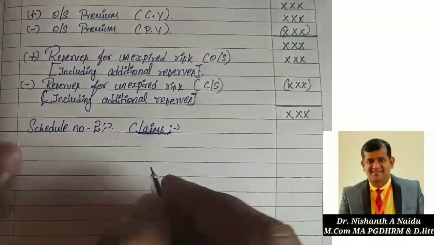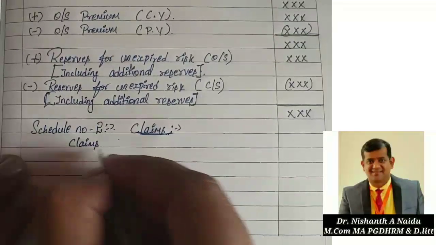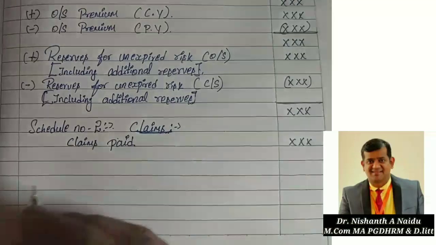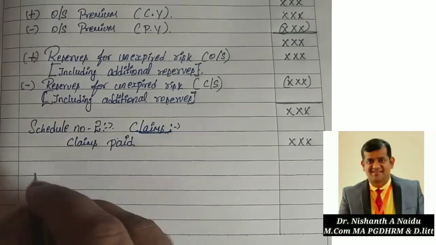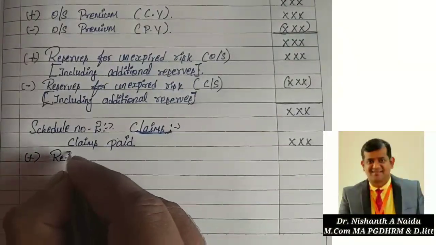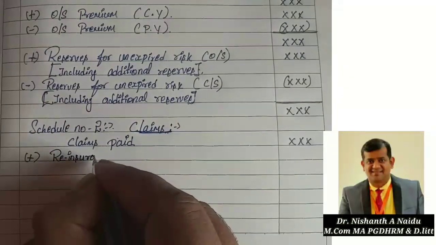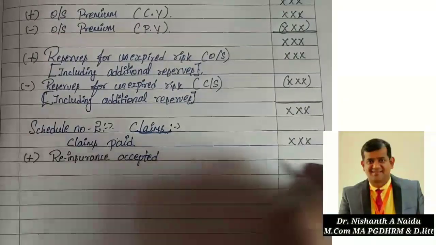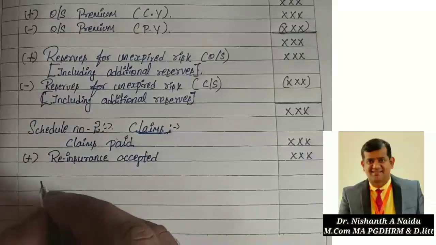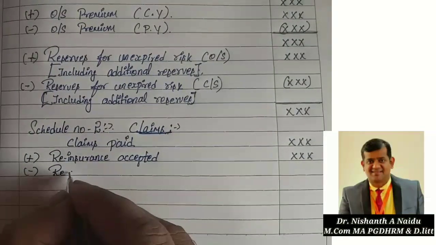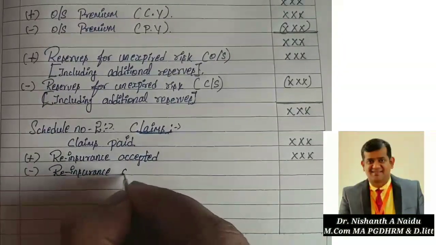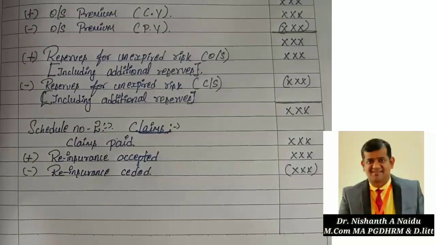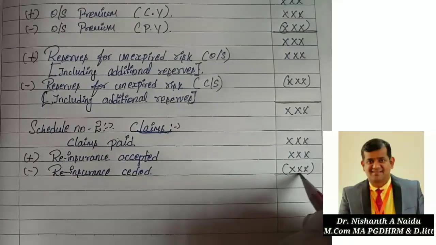Okay. So under claims, first we are going to write claims paid, whatever claims you have to pay. So just write it. After that, add reinsurance accepted. Add reinsurance accepted. Triple X. Then less reinsurance ceded. Reinsurance ceded. So that should be in bracket because we are going to deduct reinsurance ceded. So remember, accepted is add, ceded is deduct.